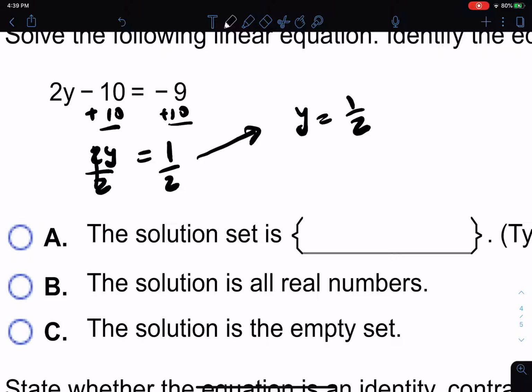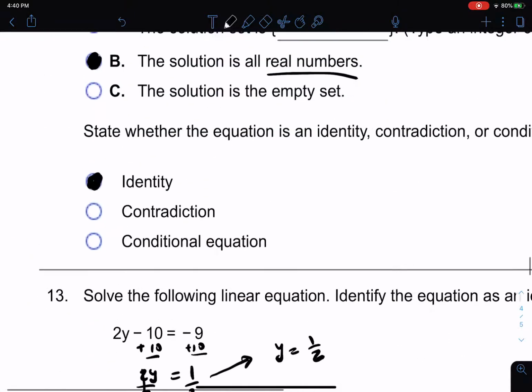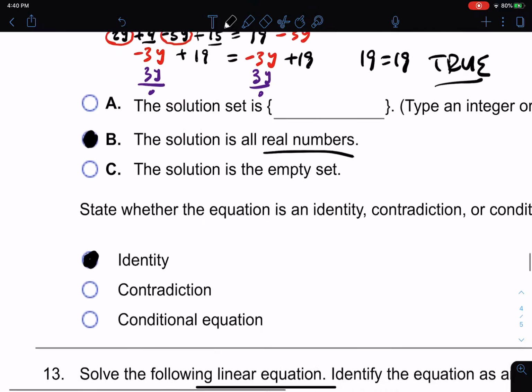Okay, where are we at here? Just making sure I'm not missing something I wanted to say. Yeah, identity, okay.